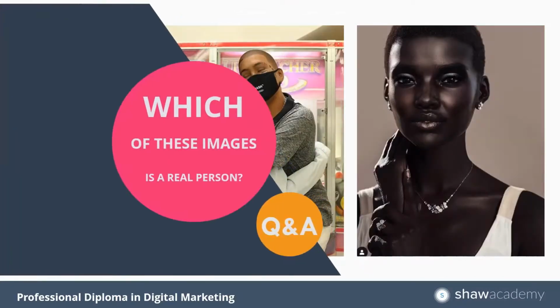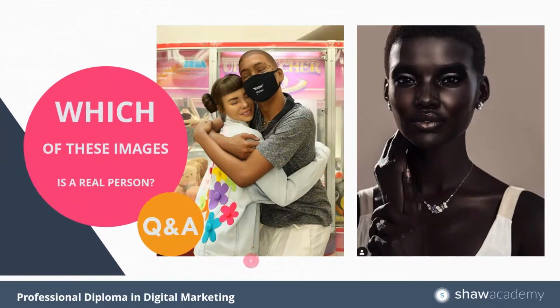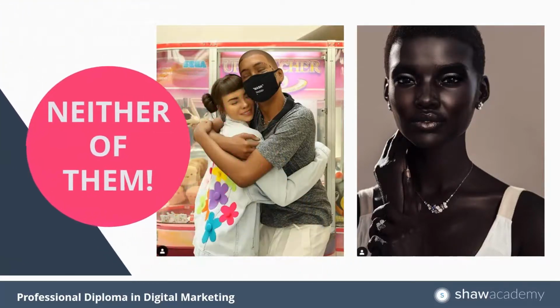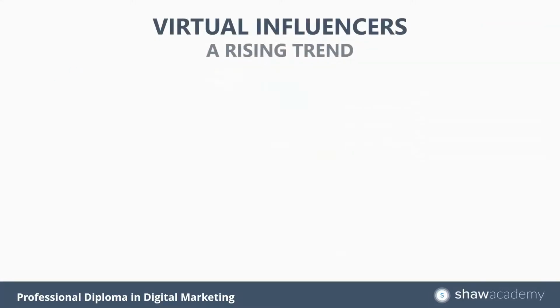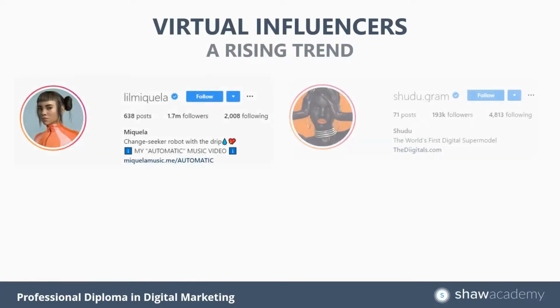So I asked you earlier, which of these images is of a real person? Put your answer into Morpheus if you didn't earlier. The truth is that neither of them are real people. I know this was a trick question, sorry. Or did you immediately know that neither of these images contain real people? I certainly didn't. Enter the virtual influencer, a digitally engineered influencer.